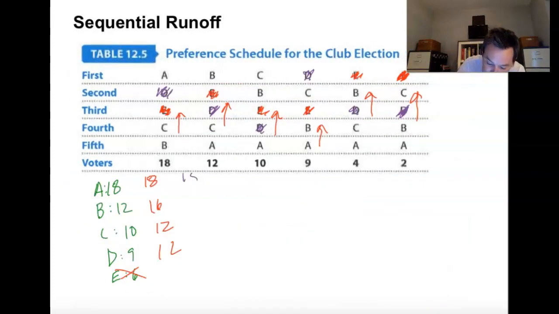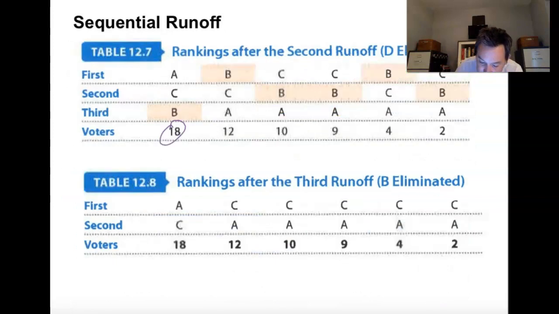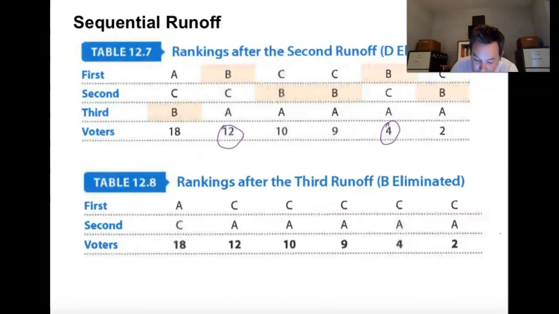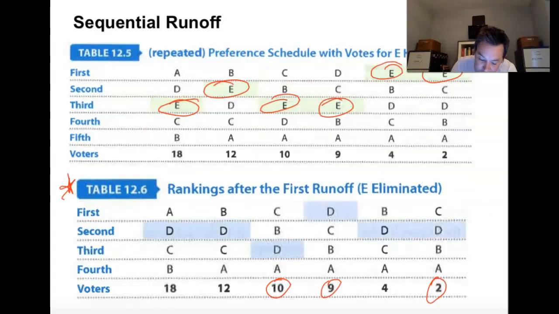So this is now round 3. A still only has 18. B has 2 rows, or 2 columns. They have 12 and 4. So B still has 16 votes. But now C is moving up. Candidate C has won 3 columns now, 10, 9, and 2. They're at 21.